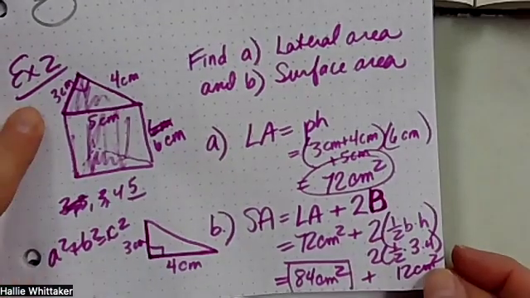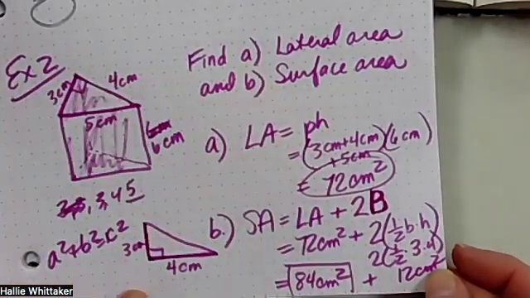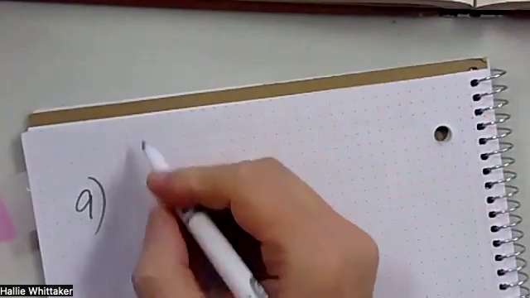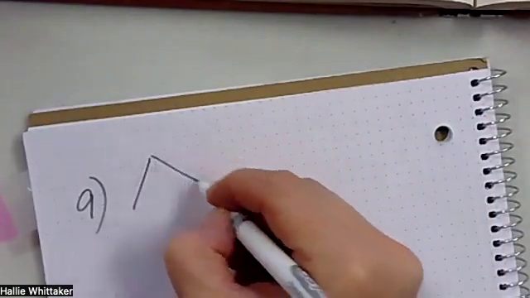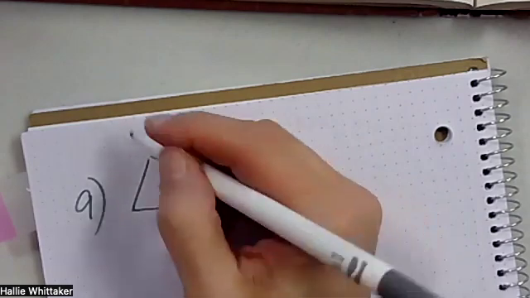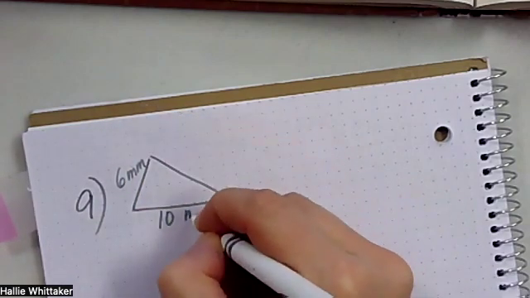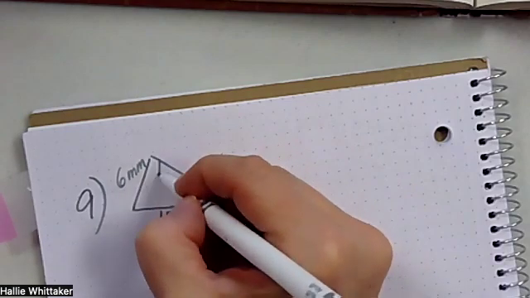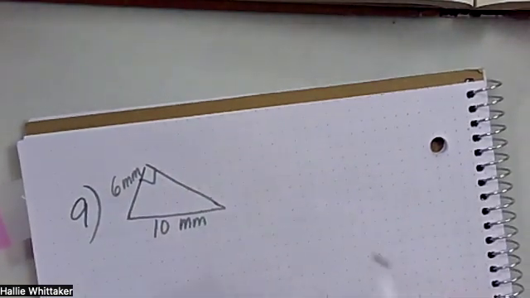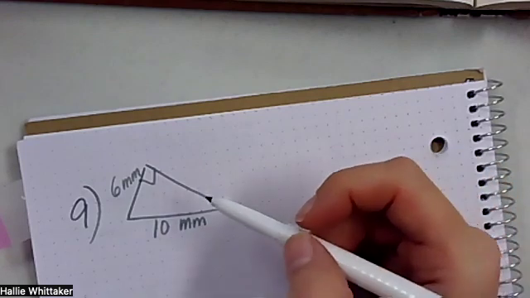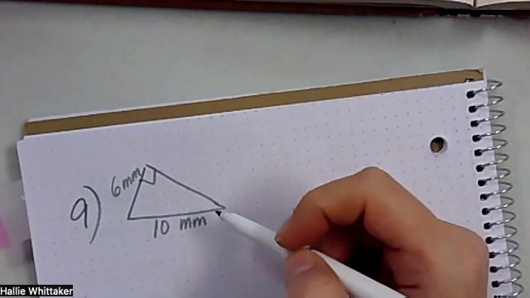Did everybody get example 2? Okay. What are y'all going to have to use on number 9 to get started?